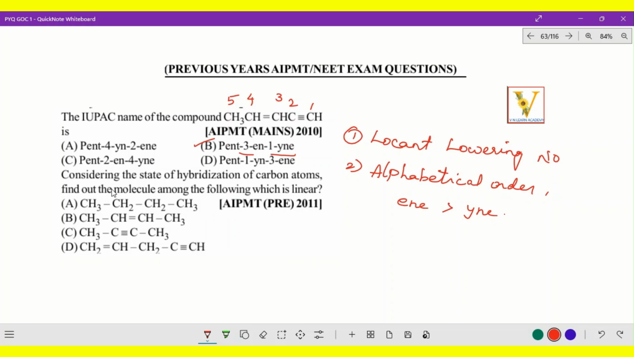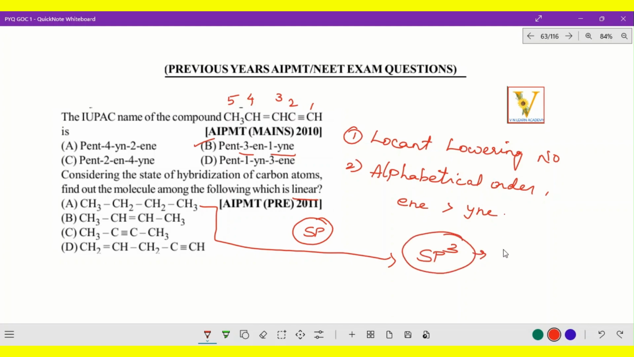And the next question: considering the state of hybridization of carbon atoms, find out the molecule among the following which is linear. Usually linear, where do you find? You will find it in sp hybridization. So in the first option, CH3 CH2 CH2 CH3, you are finding sp3 hybridization, which is tetrahedral. So tetrahedral will not be linear.